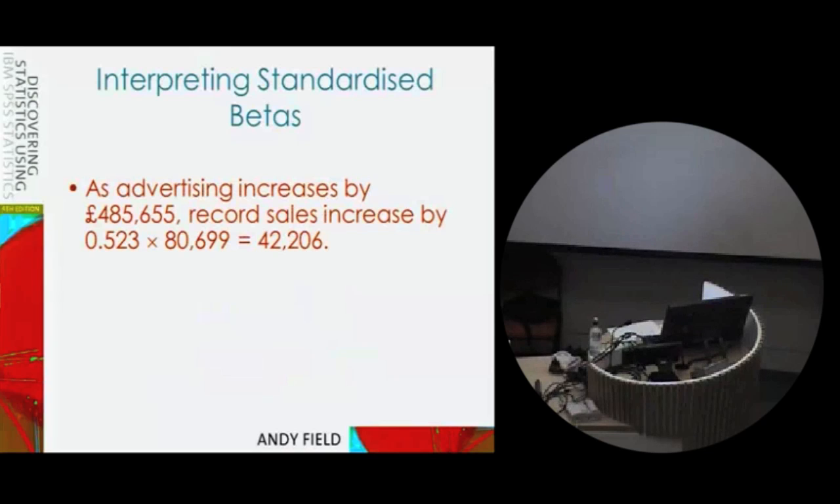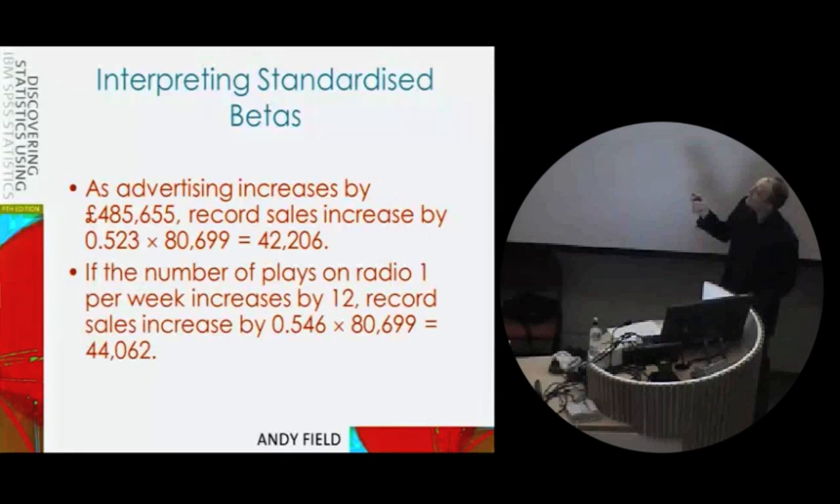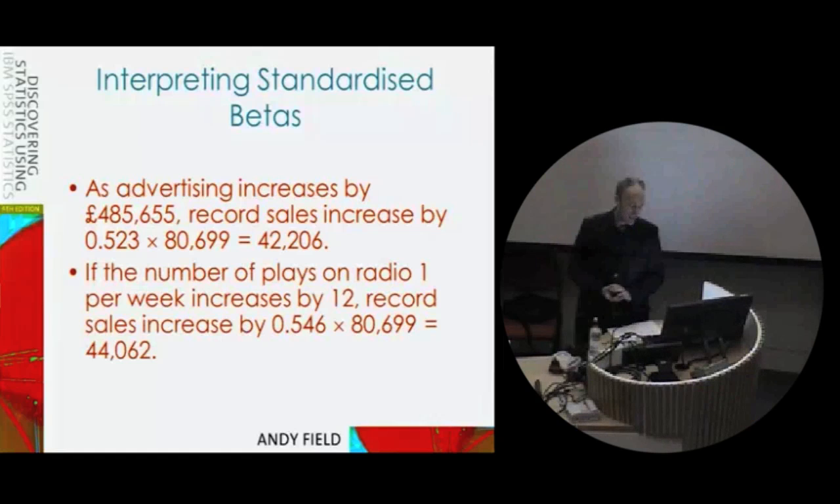So if we increase advertising by a standard deviation, which turns out to be about £500,000, our record sales increase by half a standard deviation, so about 42,000 sales. This is just different ways of looking at the same things, sort of. And radio play gives us about the same number of extra sales, but from 12 plays on radio.